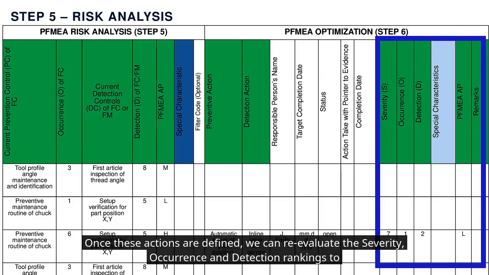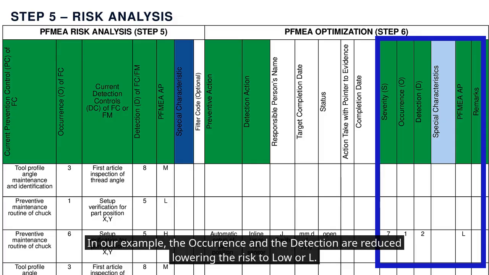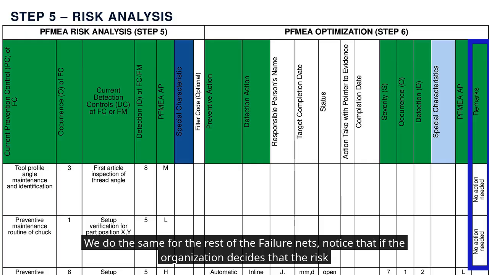Once these actions are defined, we can reevaluate the severity, occurrence, and detection rankings to calculate how the risk would change. In our example, the occurrence and the detection are reduced, lowering the risk to low. We do the same for the rest of the failure nets.